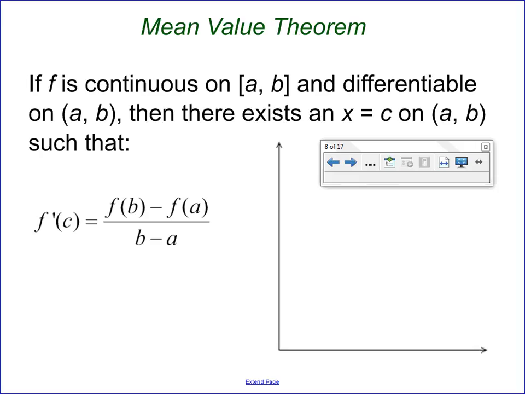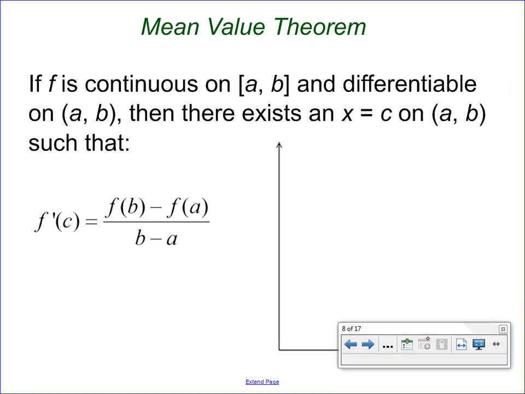First though, let's recall that if f is continuous on a closed interval a to b and differentiable on the open interval a to b, then there exists an x equals c value in between a and b such that f prime of c equals f of b minus f of a all over b minus a. What the heck does that mean?